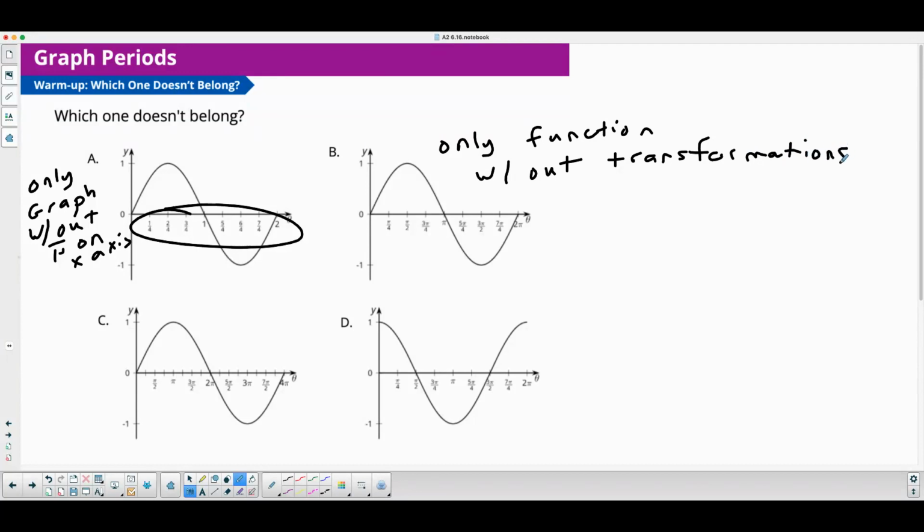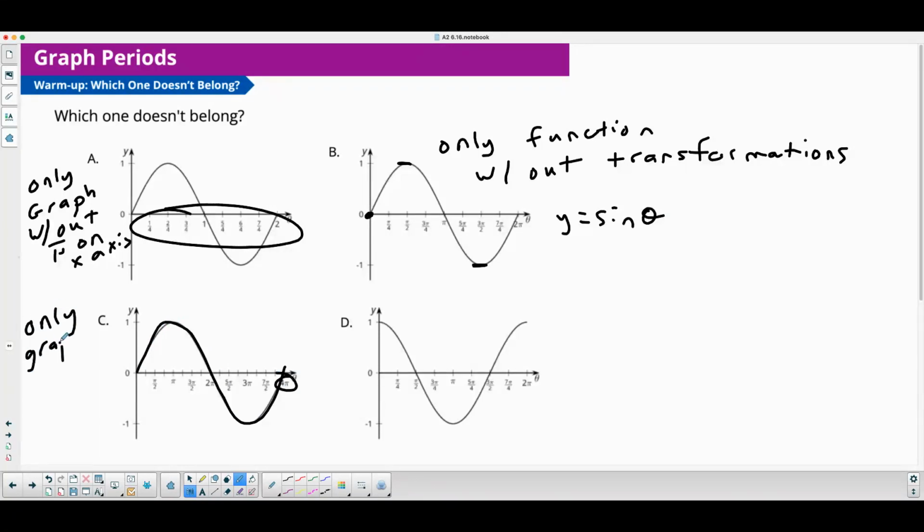Okay, because you can tell this since it starts here, amplitude's 1, period length is 2 pi. You can say this is y equals sine of theta. So no vertical shift, no horizontal shift, no amplitude. C, you could say it's the only one with a period length greater than 2 pi. You look there, your period length is 4 pi.